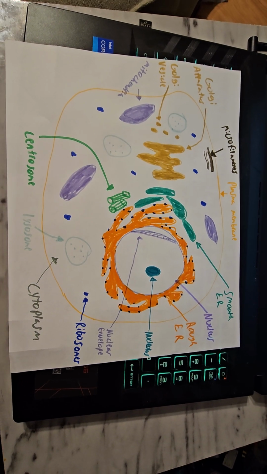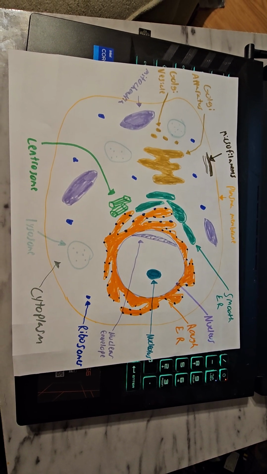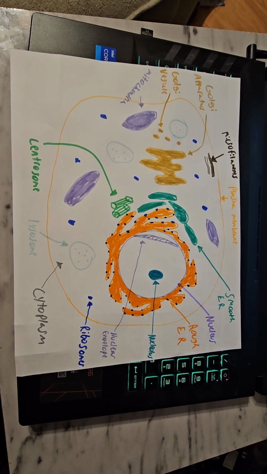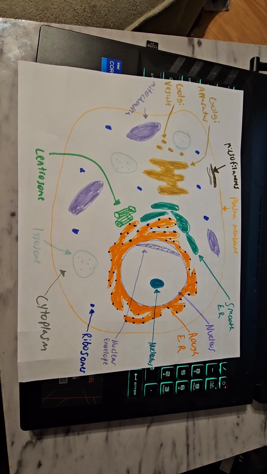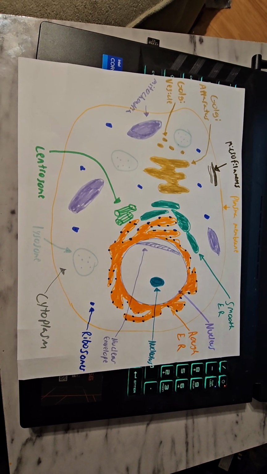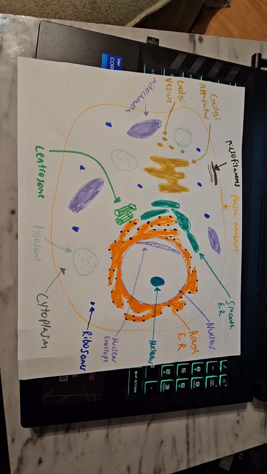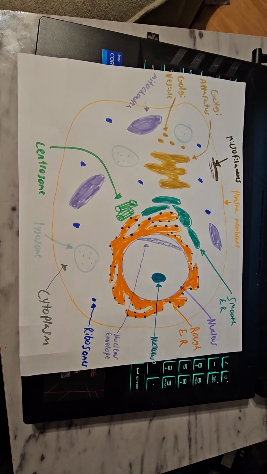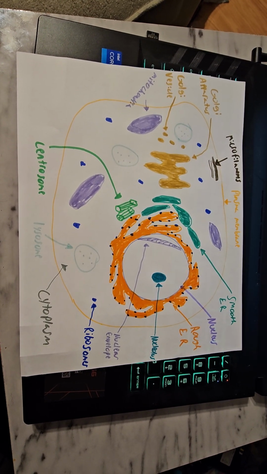Alright class, my name is Blake. This is my drawing of the cell. Sorry about it. I got a C in art class in high school, and I only had my kids' markers on hand, so this is what I got. But I'll go through it.